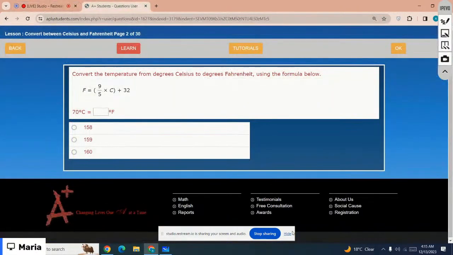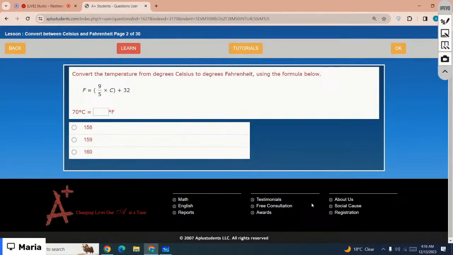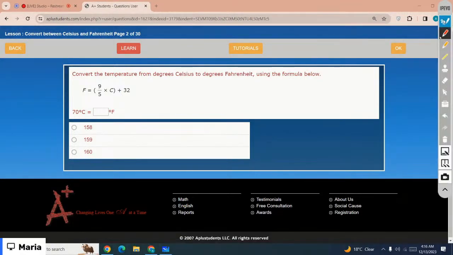Okay, here is the question we're working on. You have to convert from Celsius to Fahrenheit, right? So here is the formula you use to convert from Celsius to Fahrenheit. That would be 9 by 5 times C, and you need to add 32, right? C is 70, so it equals 9 by 5 times 70 plus 32.